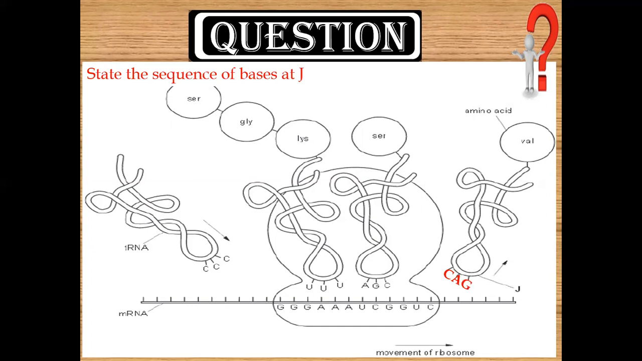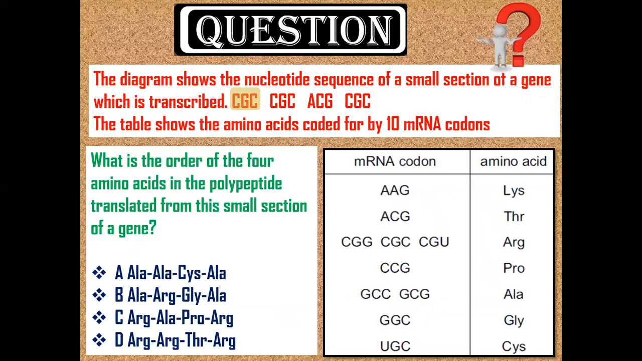So this type of question is possible, and you should be able to identify the sequence on the transfer RNA, like the anticodon sequence, by looking at the codon sequence on messenger RNA or the DNA. We're going to proceed to the second type of question here.